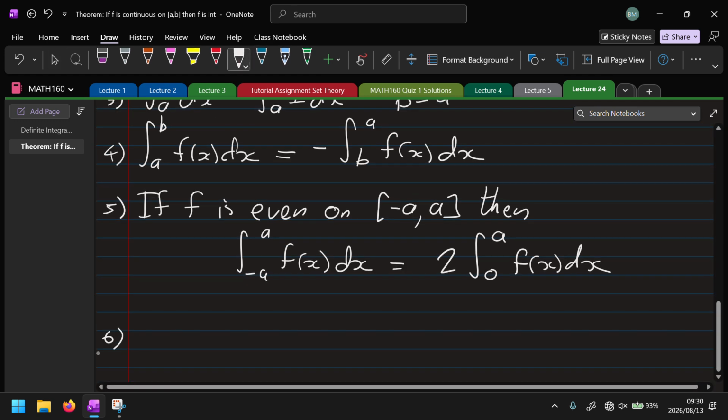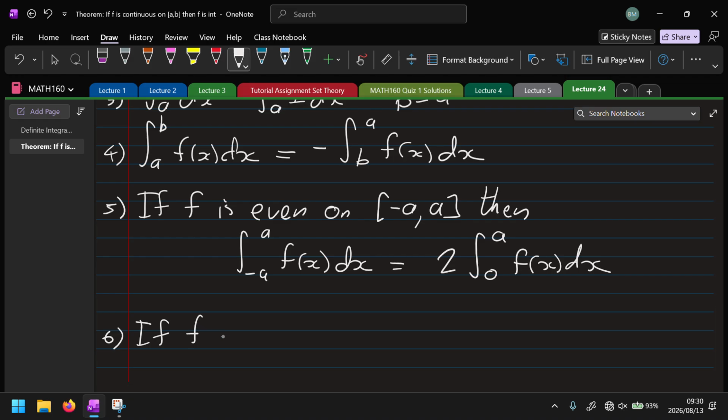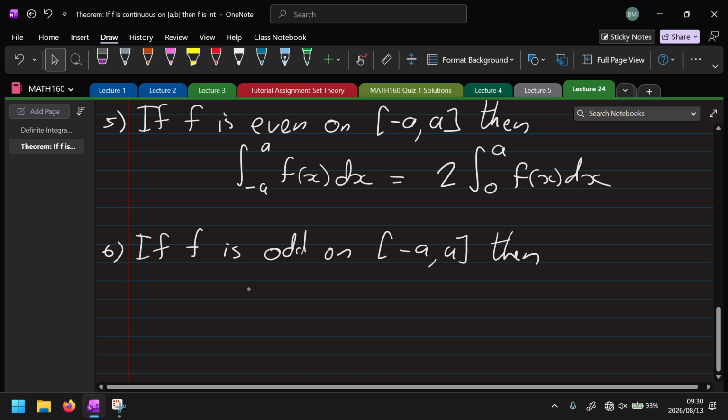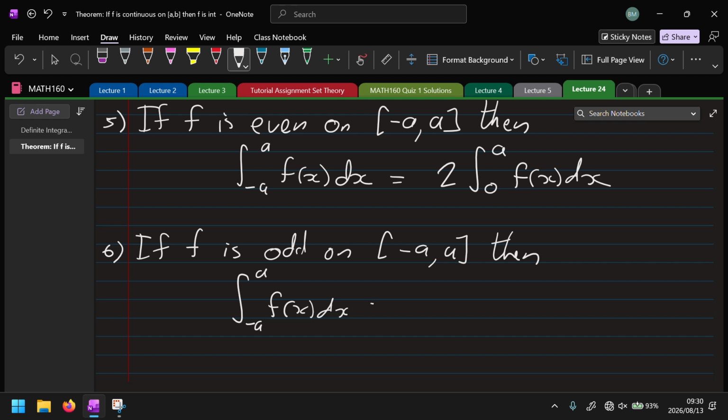Okay, number 6. Okay, over halfway. If f is odd on minus a to a, again, it's important to have this minus a to a here, especially here, with the even and the odd, because of that symmetry. If f is odd on minus a to a, then the integral from minus a to a of f of x dx is equal to, again, let's just picture something quickly and then we'll get the answer right away.